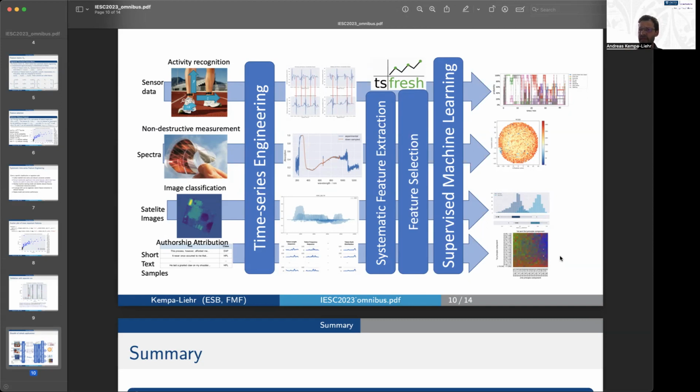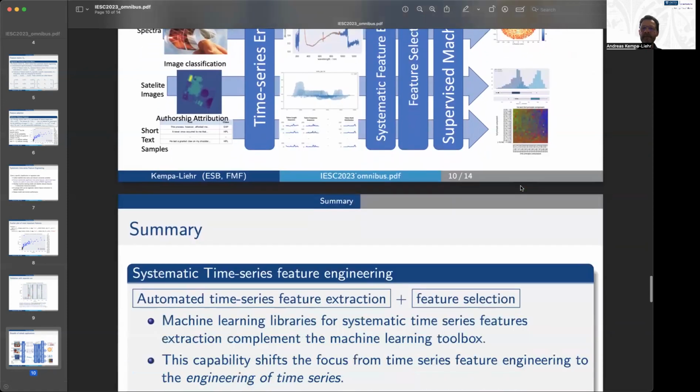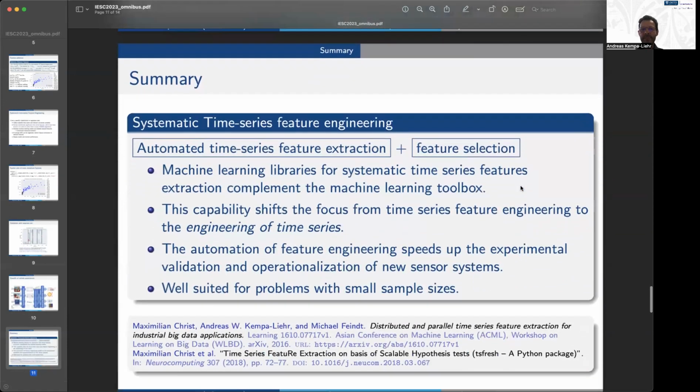So you can discriminate the writing style of authors using sentences via engineering of time series and the feature engineering approach, to get some insights into the writing style of authors and discriminate them. Now, let's wrap this up.